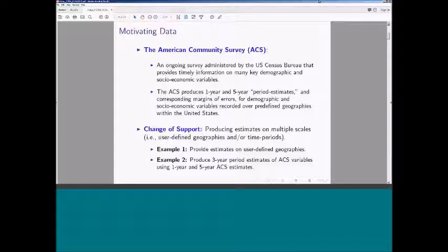So there are a couple of different aspects of change of support, and the key aspect is producing estimates on multiple scales. If you wanted user-defined geographies or user-defined time periods, you could do that with this sort of methodology. The first example would be a spatial-only change of support, where we provide estimates on user-defined geographies. But now that the ACS 3-year estimate got discontinued, if you were in a geography that relied heavily on it, you'd be upset that your tabulations got canceled. You'd ask how to come up with tabulations for that missing 3-year period estimate, and this methodology allows you to do that as well. So next slide.